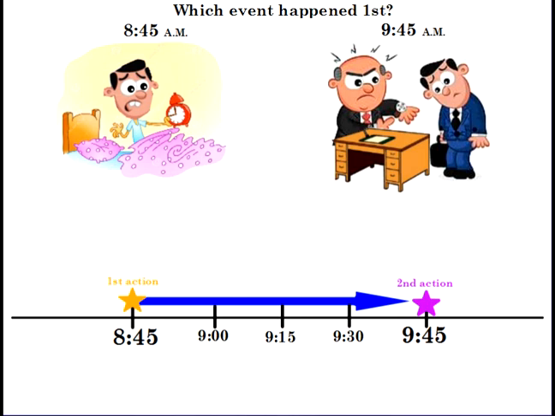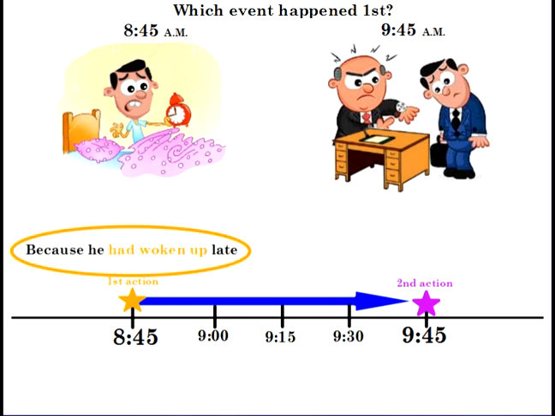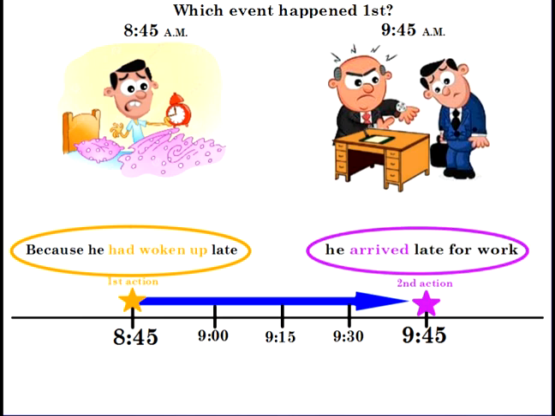Now, when I'm going to describe this situation, I'm going to use my grammar. I'm going to use the past perfect, okay? So I'm going to say, because he had woken up late, he arrived late for work. Okay? So notice in my first action, I'm using my grammar of the past perfect. Okay? And then the second action, I'm using the simple past. Okay? So this is basically how we use the past perfect. But let's examine the grammar of the past perfect a little bit more closely.